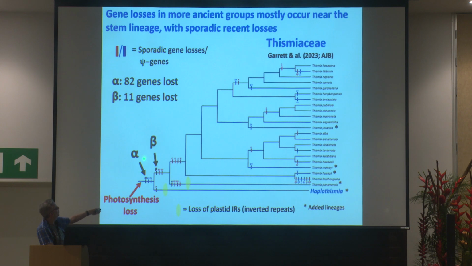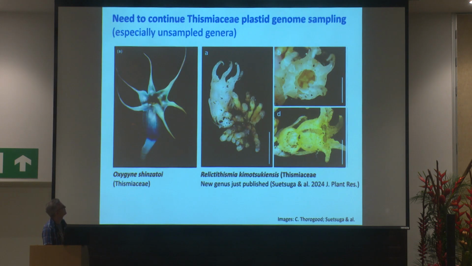So most of what happened here happened a long time ago, and what we're looking at today is sporadic loss in fully mycoheterotrophic lineages that have already lost most of their genes. So phylogenies can be useful for interpreting these kinds of results. But of course, we need to continue adding taxa.